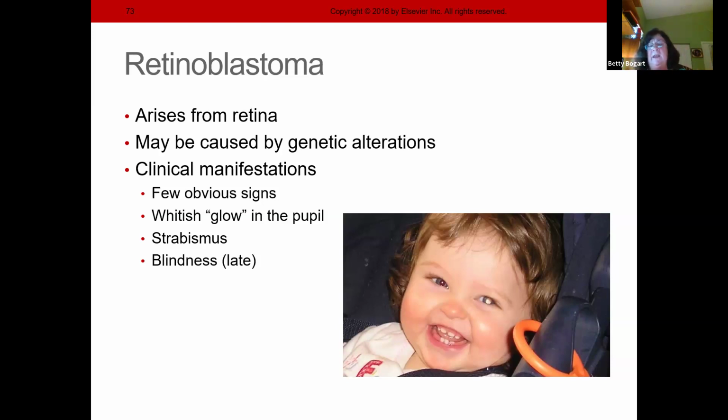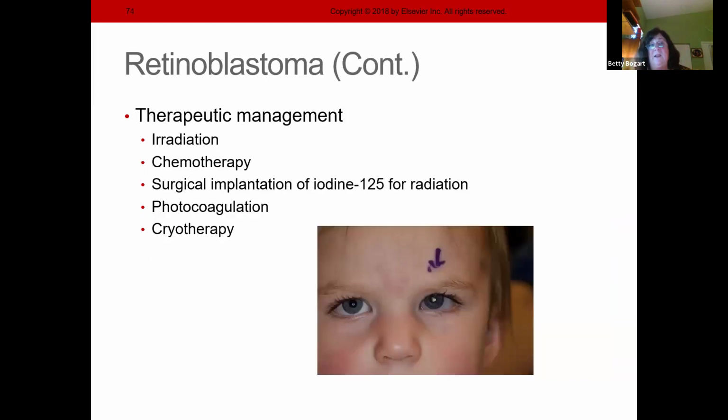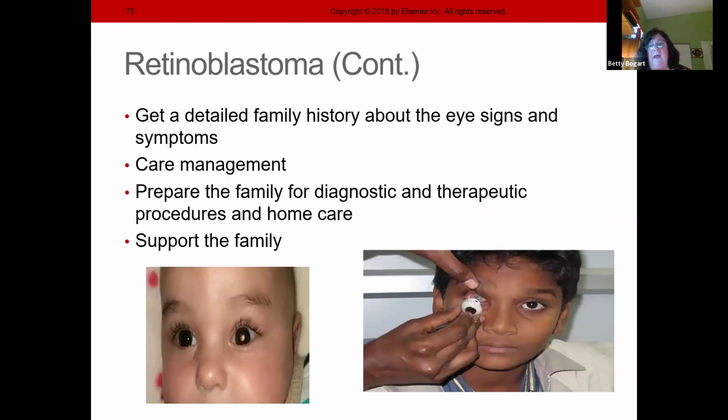And it is a severe cancer. It's from the retina. They do that irradiation again. That's that purple mark that you would see. Leave it alone. They do chemo, and then most of the time they have to take the eye out, and then these children end up with a prosthesis to give them that appearance.